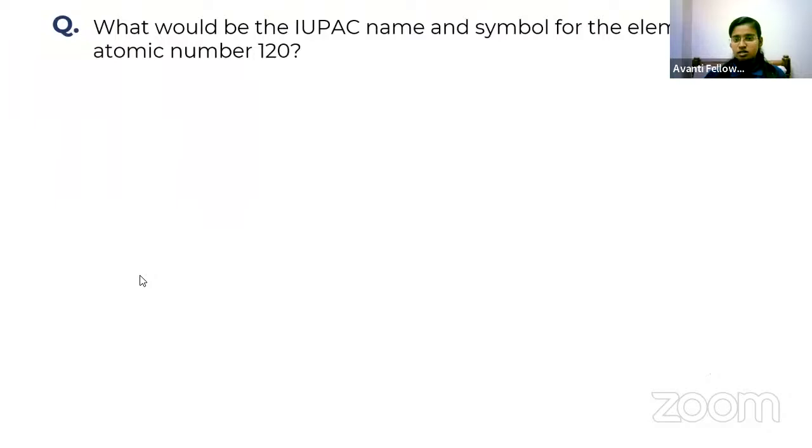So here is the question. What would be the IUPAC name and symbol for the element with atomic number 120? You cannot tell that, ma'am, 120 is the element which hasn't been discovered. So it is out of syllabus. So we cannot provide the name for the element with atomic number 120. If you are going to discover the element with atomic number 120, you will name that, right? How will you name it?